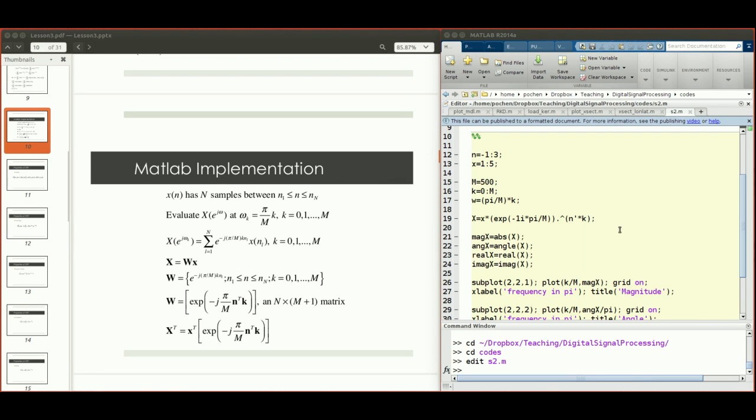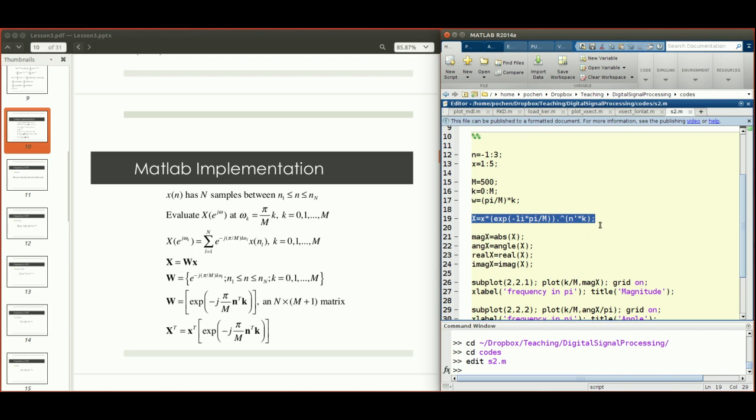Now we have our own discrete Fourier transform code, which is basically just this one line. It's basically doing a matrix vector multiplication. This vector is multiplying with this matrix. But still, it's a Fourier transform. It's our own discrete time Fourier transform code, right?